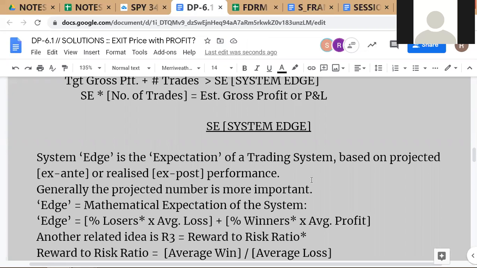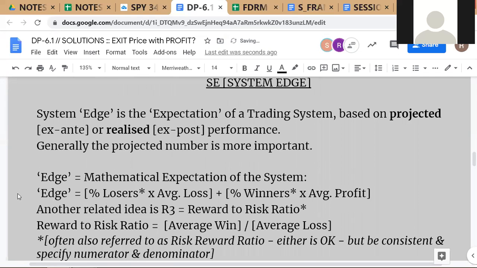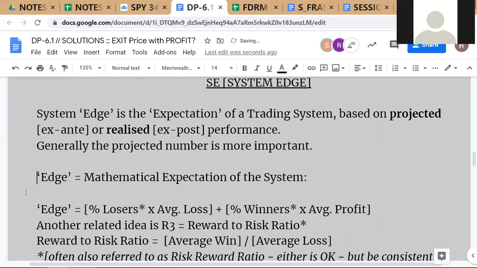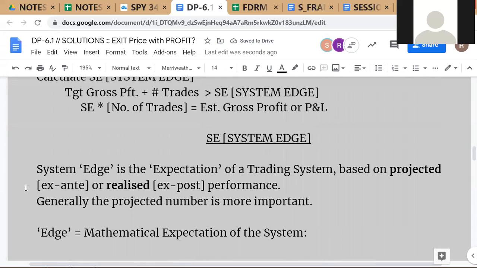So system edge can be either ex ante, if it is based on projected performance, or if it is based on realized performance, that means you're looking back on last year's trading performance, then we call it the ex post system edge. Generally we talk about the projected number. Remember these terms, very simple terms. Based on projected, ex ante, the projected number is more important. System edge is the mathematical expectation.